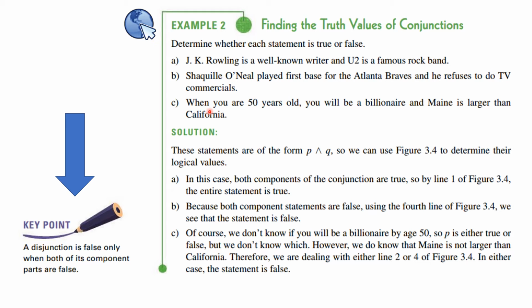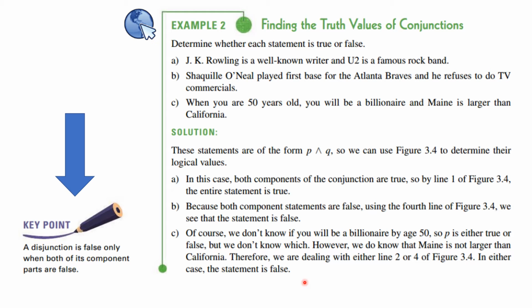Number C. When you are 50 years old, you will be a billionaire, and Maine is larger than California. Of course, we don't know if you'll be a billionaire by age 50, so P is either true or false, and we don't know which. However, we do know that Maine is not larger than California. Therefore, we're dealing with either line 2 or line 4 of the figure. But in either case, the statement is false, because the second statement is false.